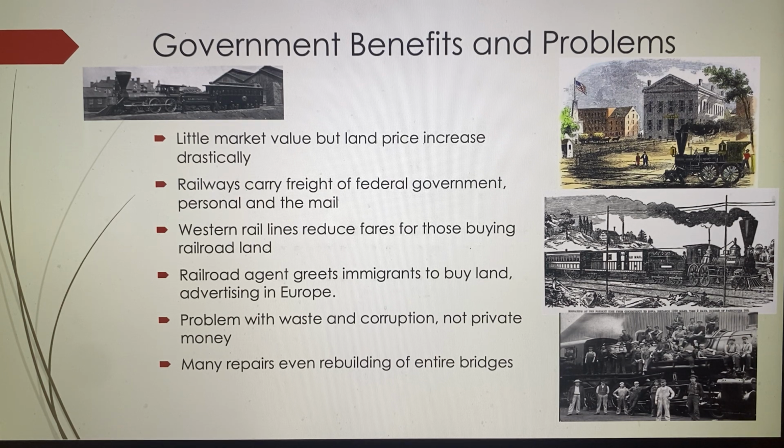The Western rail lines also reduced their fares for those buying railroad land. So what would happen now? This land that the railways owned and the government owned would now be for sale. They'd need to bring people to the West to look at this land and buy it. They'd be selling land which they thought at one time was pretty worthless, but which would now become the beginnings of cities and towns along the railways through America.